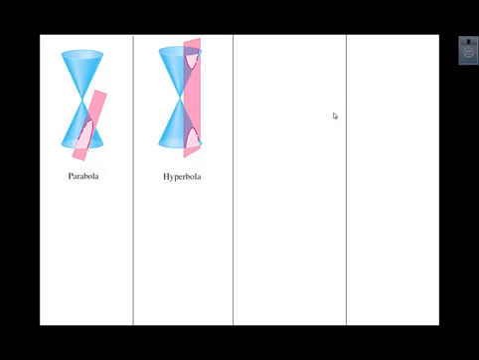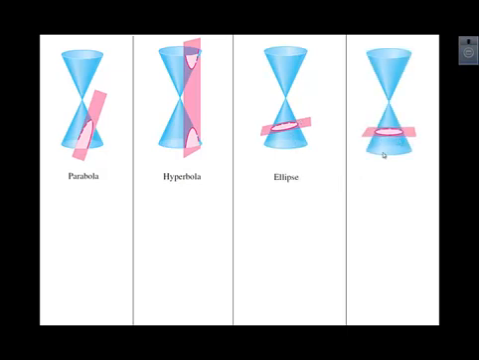And then remember, there's two other ones to spell the whole word PHEC. So P, H, E, and then C. E represents the ellipse, which is a slanted cross section. That'll be the ellipse, and then one that's perfectly horizontal and parallel with the base there. That'll be the circle. So let's see if you guys remember.